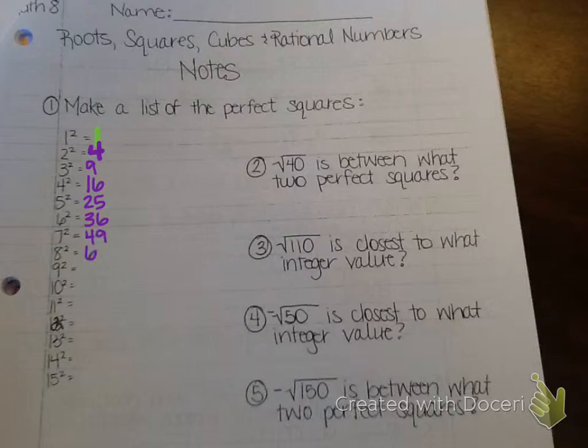8 squared is 64, 9 squared is 81, 10 squared is 100, 11 squared is 121, 12 squared is 144, 13 squared is 169, 14 squared is 196, and 15 squared is 225.